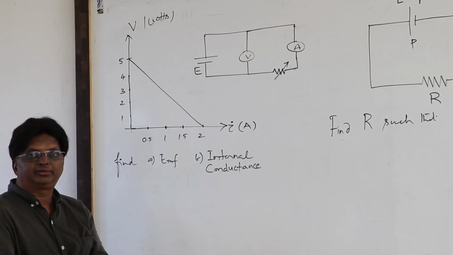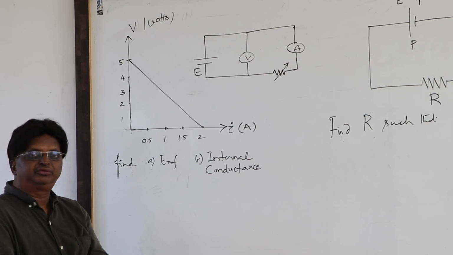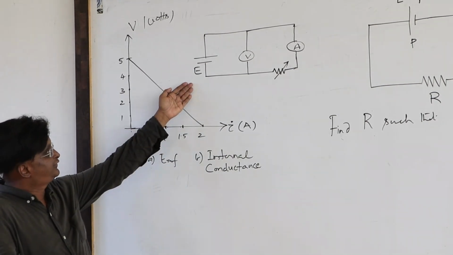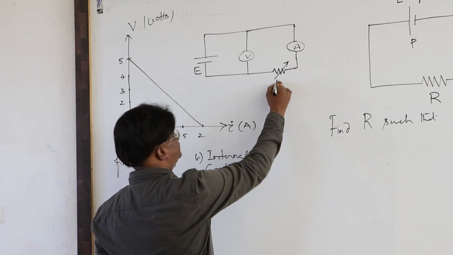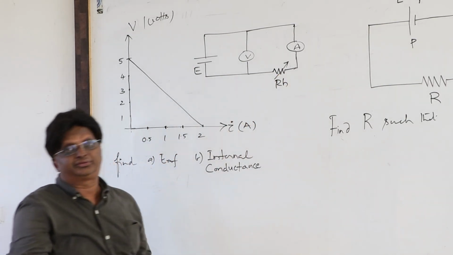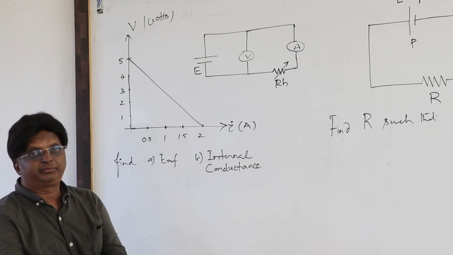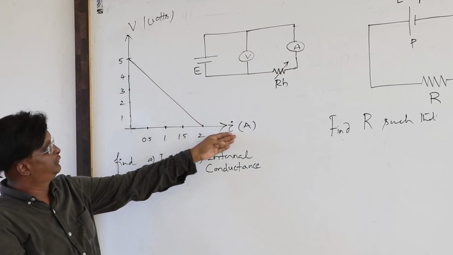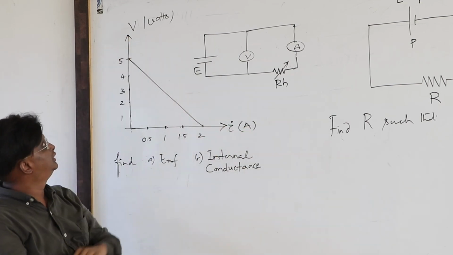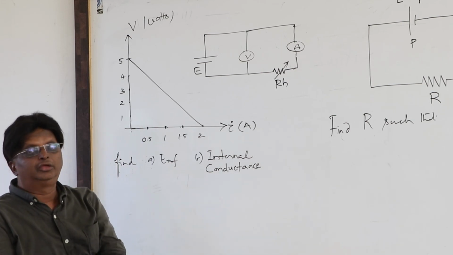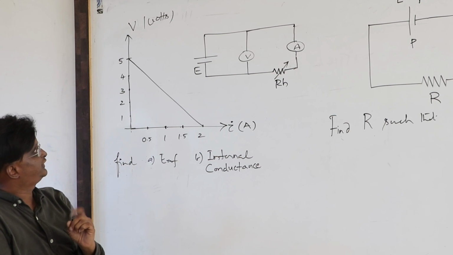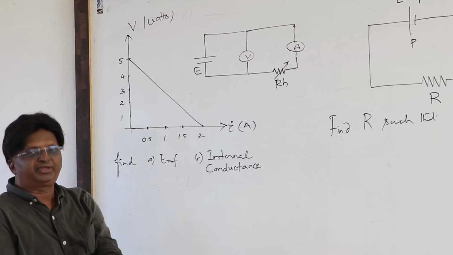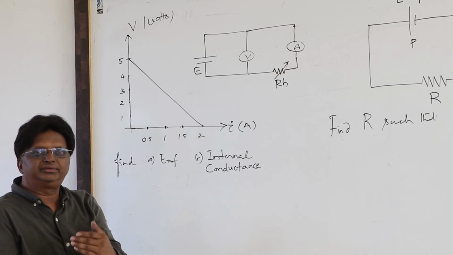Now few examples on EMFs and cells. First one, to begin with, a small network is given and it says for this variable resistor circuit, a graph is plotted between voltmeter reading versus ammeter reading, and this is the graph. I is given in amperes and V given in volts. Now the question is, find the EMF of the cell, find the internal conductance of the cell. Just for a small change, generally we do write internal resistance, small r.